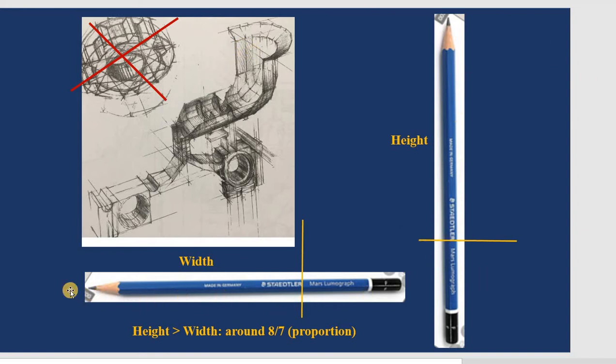After that I do the same thing from the left side of the object to the right side, and I make the proportion line right here. This line is vertical because I want to make the proportion between vertical and horizontal, so that's why I mark the vertical right here. After that I compare it with the horizontal right here, and finally I figure out it is around 8/7, the proportion between the height and the width. The height is 8 and the width is 7.